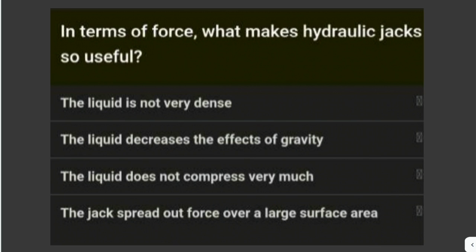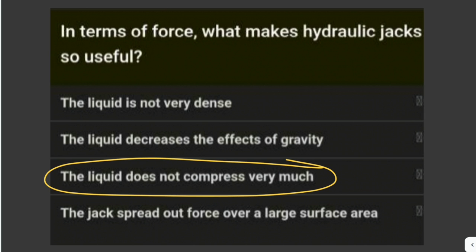In terms of force, what makes a hydraulic jack so useful? The liquid is not very dense. The liquid decreases the effects of gravity. The liquid does not compress very much. The jack spreads out force over a large surface area. So the answer here is this one. The liquid does not compress very much. So hydraulic jacks are useful because the liquids used to transmit force do not compress, even under high pressure. Instead, that force is transmitted to another location.